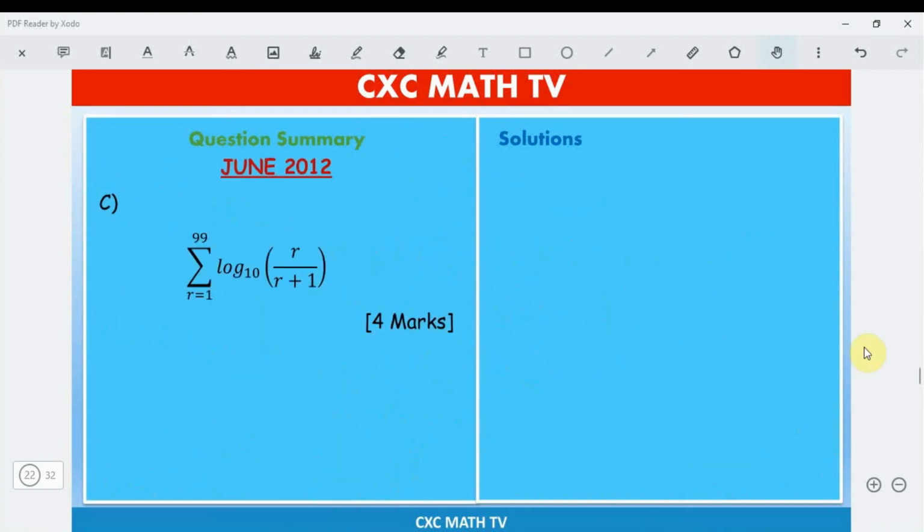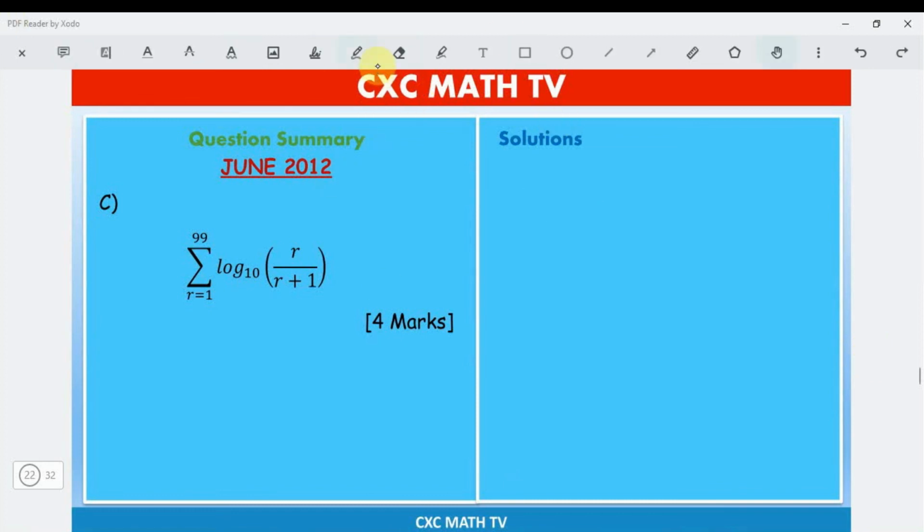Now, this is another summation question right here. So I want you to pause the video and attempt this question. Evaluate the sum from r equals 1 to 99 of log base 10 of r over r plus 1. Pause the video and attempt.